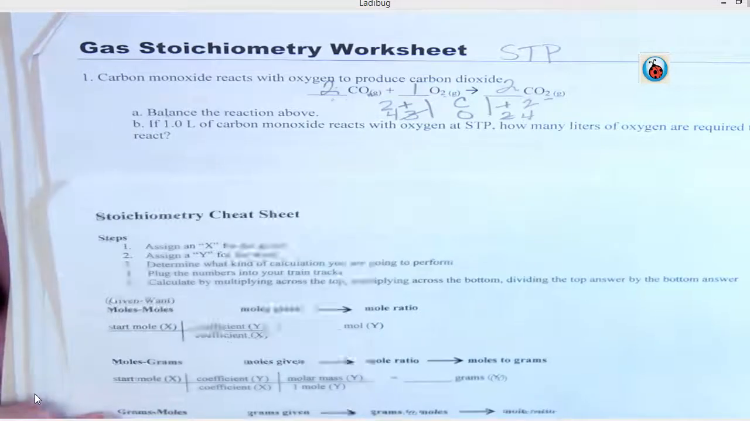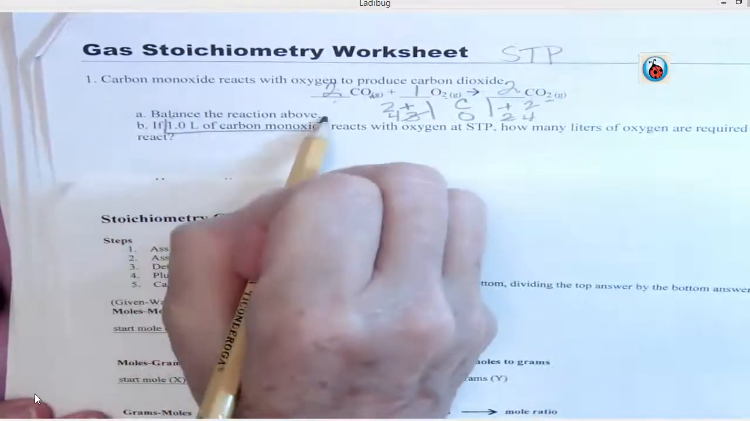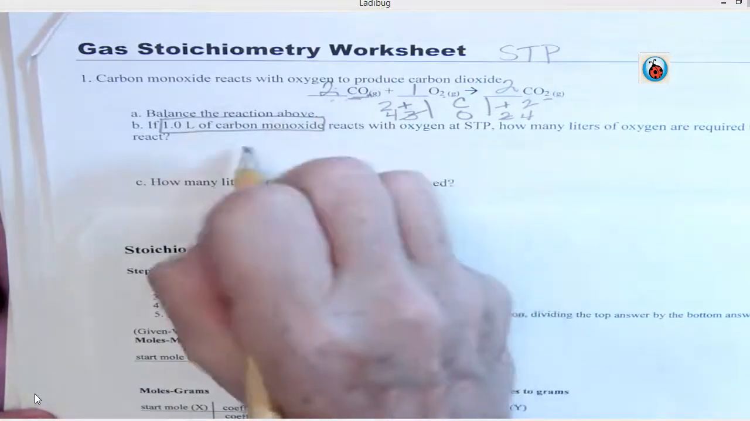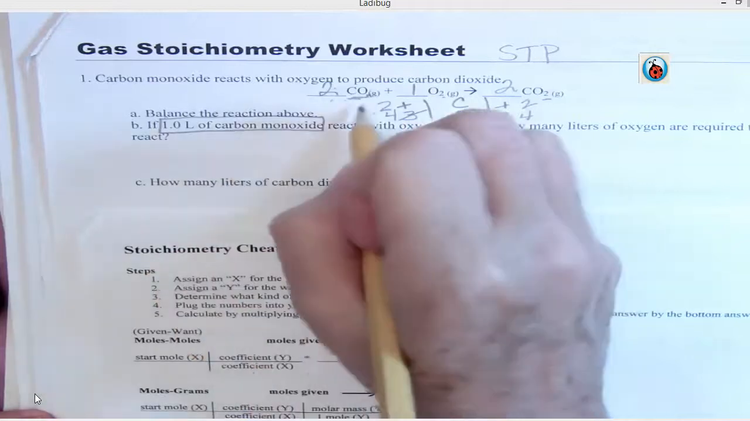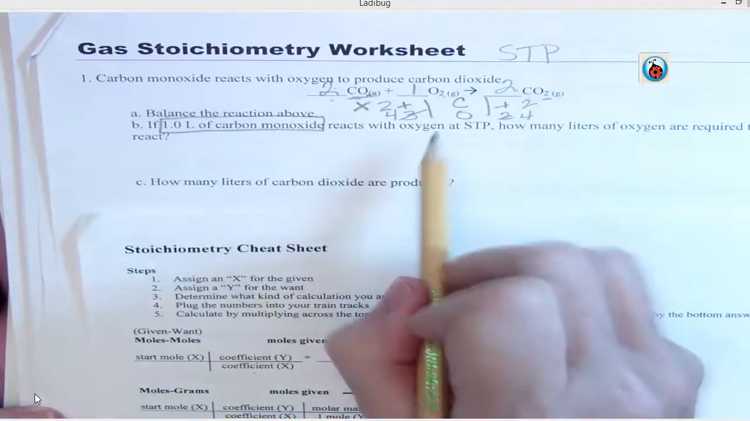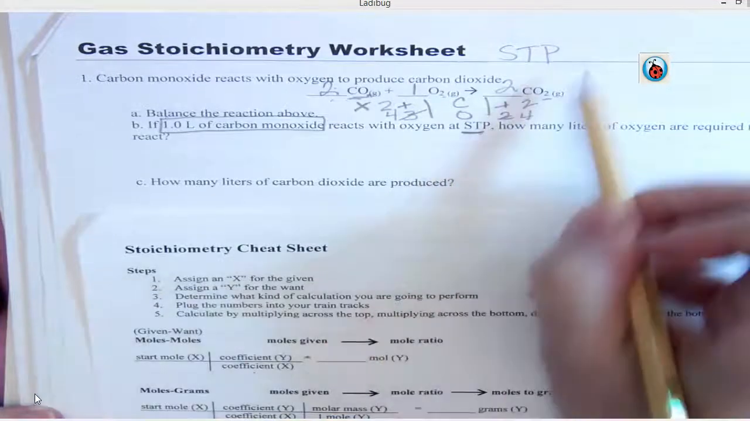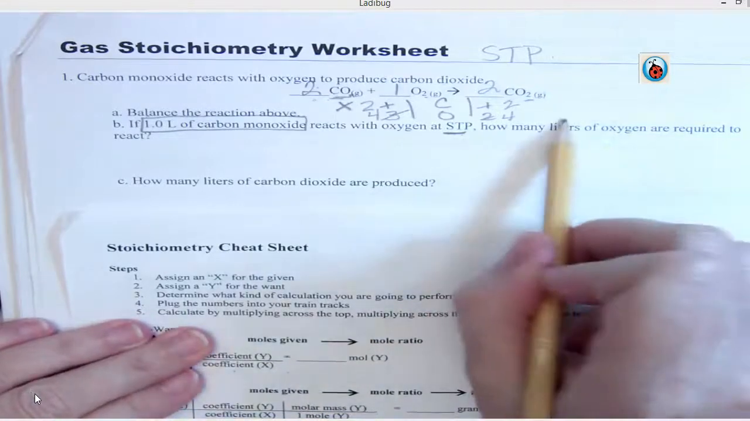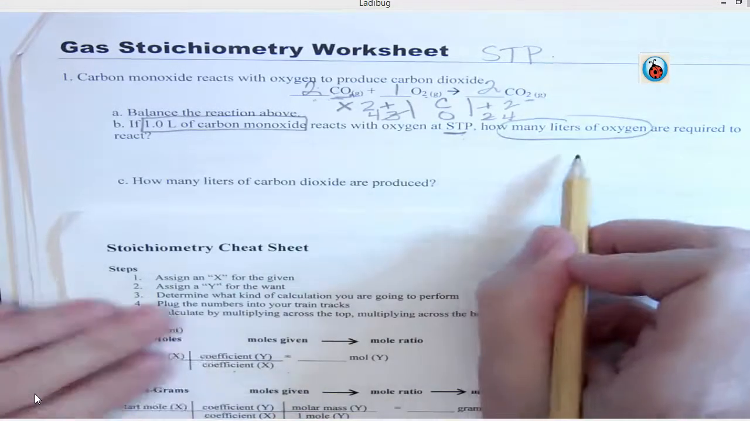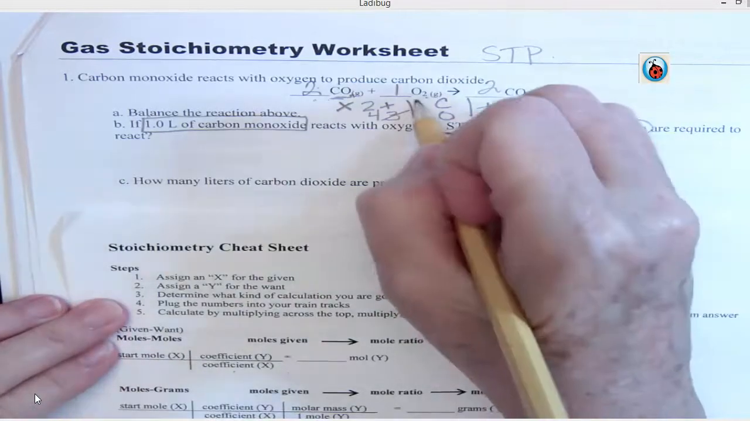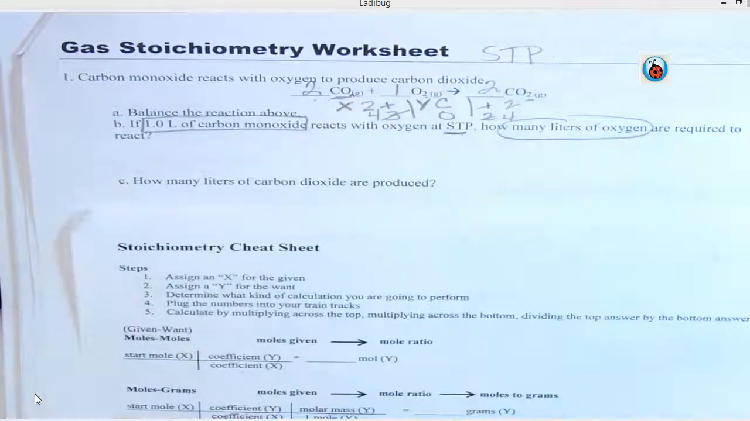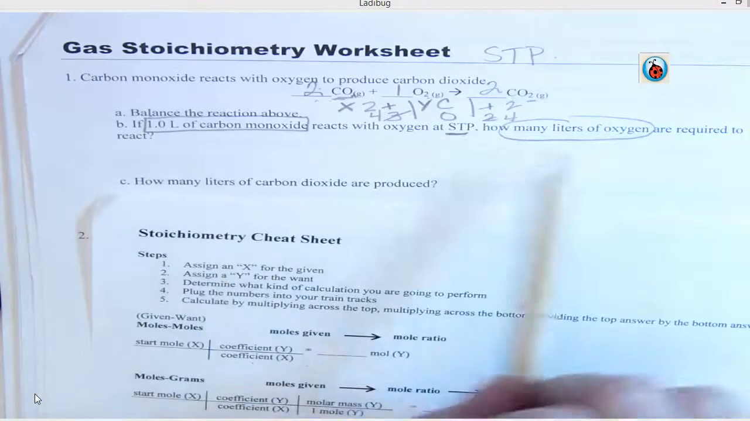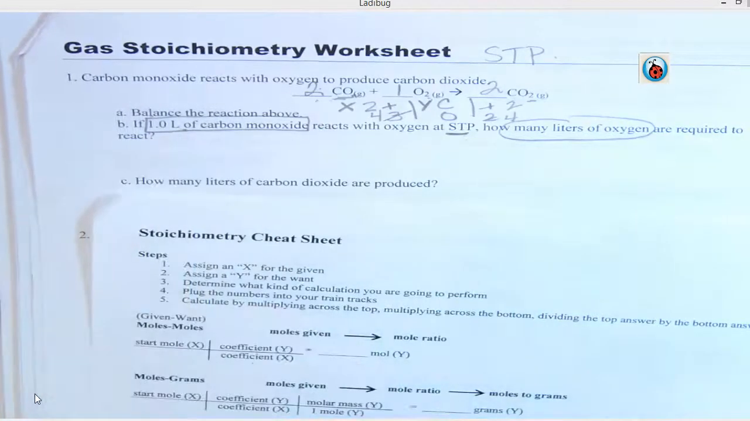B says if I have 1 liter of carbon monoxide, so I've got 1 liter of carbon monoxide. Let's remember carbon monoxide, CO. So that's what I know. I'm going to give that the X. It reacts with oxygen at STP, standard temperature and pressure. How many liters of oxygen are required to react? So oxygen is going to be my Y. I'm going to put a Y there. Can you see my X and Y? So again, I've assigned X, I've assigned Y. I want to know liters, and I know liters. So it's a liters to liters problem.